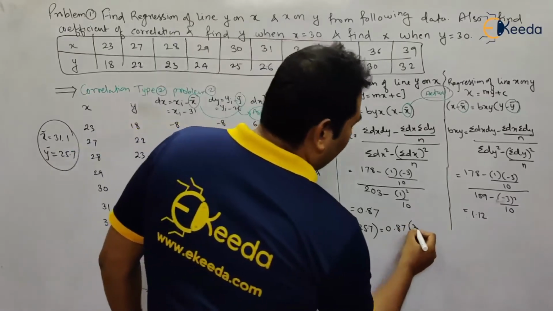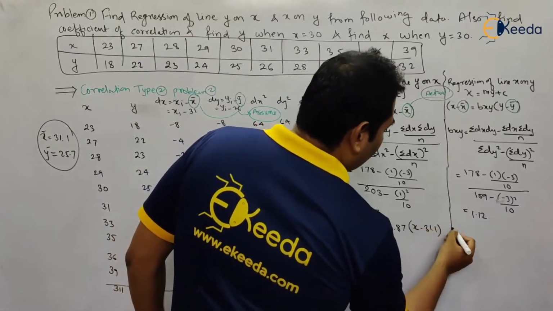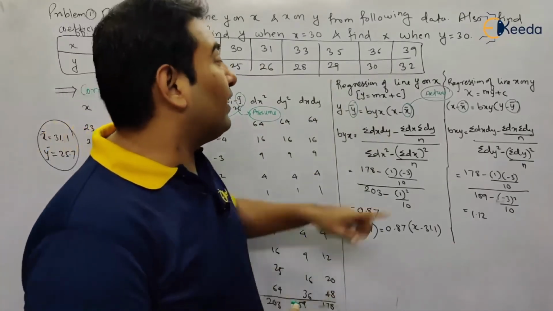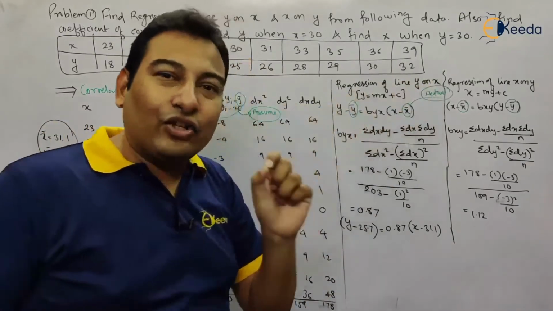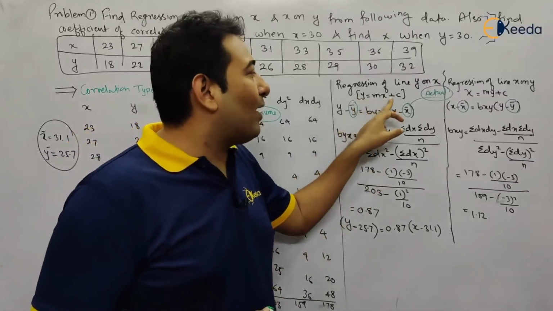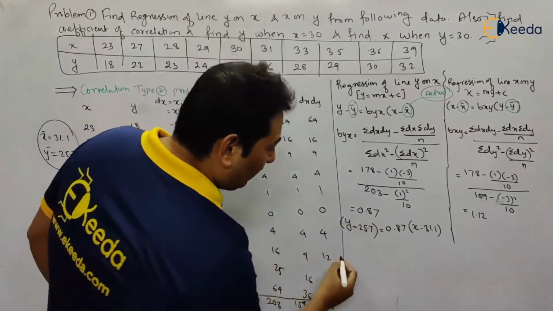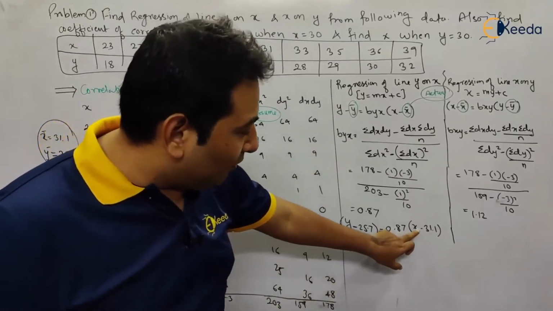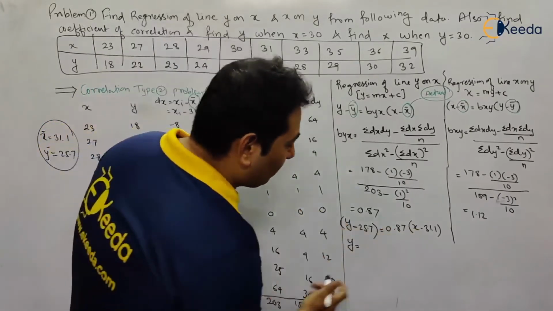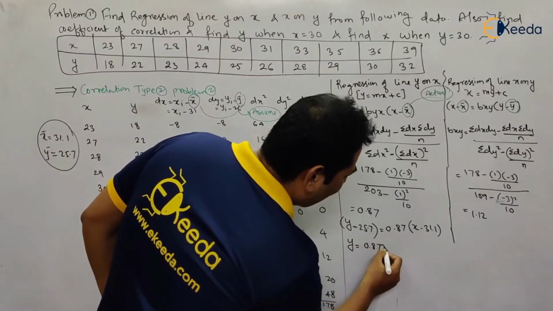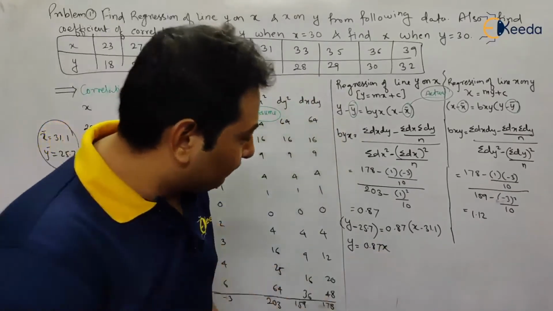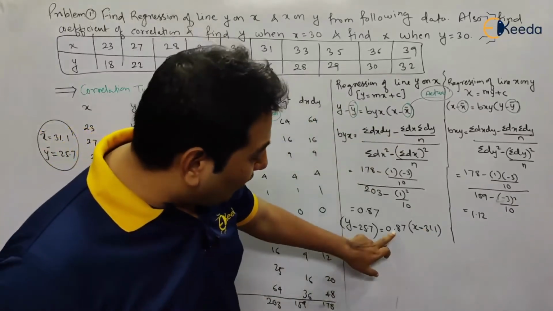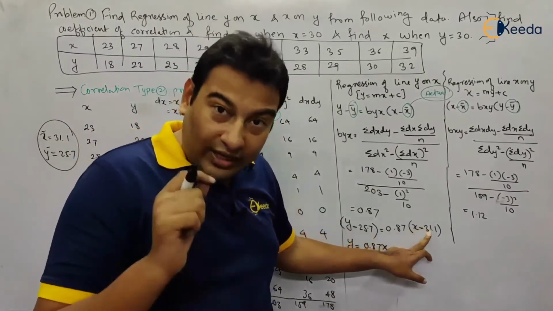X minus x bar, that is 31.1. Now we need to simplify, and if you want regression of line y on x, your answer should be in this format: y is equal to mx plus c. So here y is equal to, this will be multiplied inside, so that is 0.87x. Now it's a calculation only, and then 0.87 will be multiplied to 31.1.